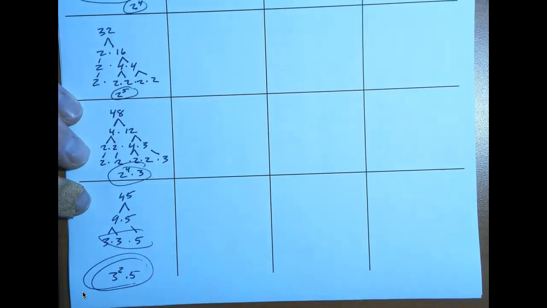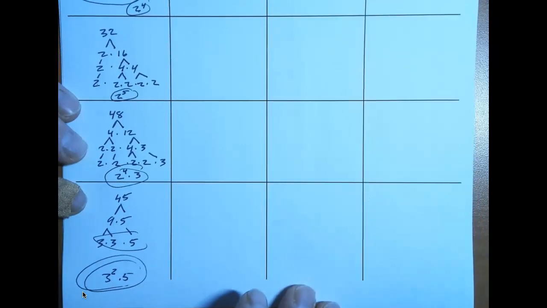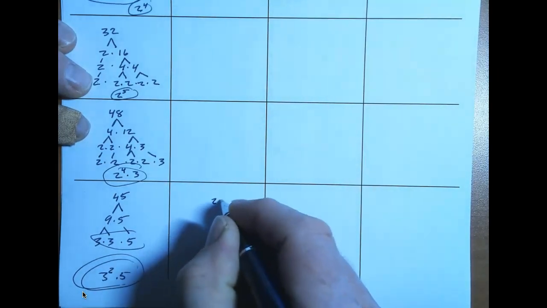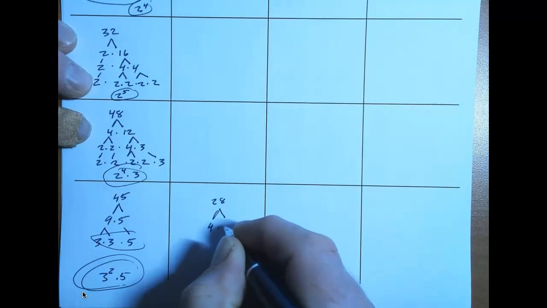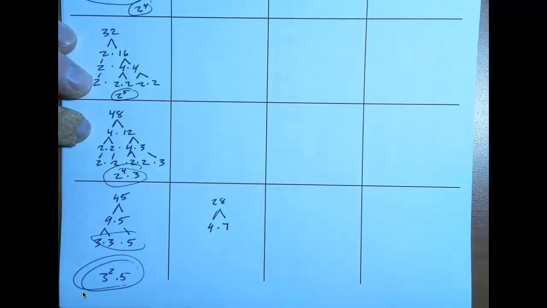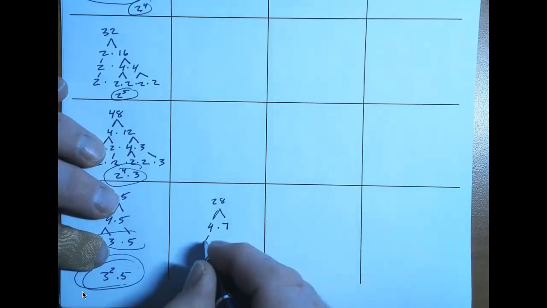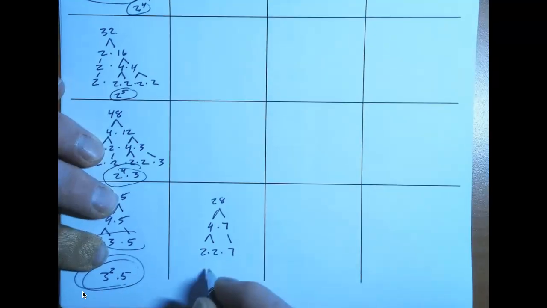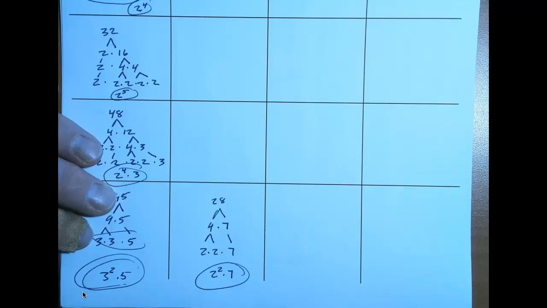Try to circle your answers and or highlight them. And try to make sure you don't have any numbers in there that are not prime. For example, let me just do 28 here. Here's the classic answer. The kids will break it down like this: 4 times 7. Well, 7 is prime, but 4 is not a prime number. This has to be broken down into 2 times 2 times 7. This is really 2 squared times 7. All right, thanks for listening.